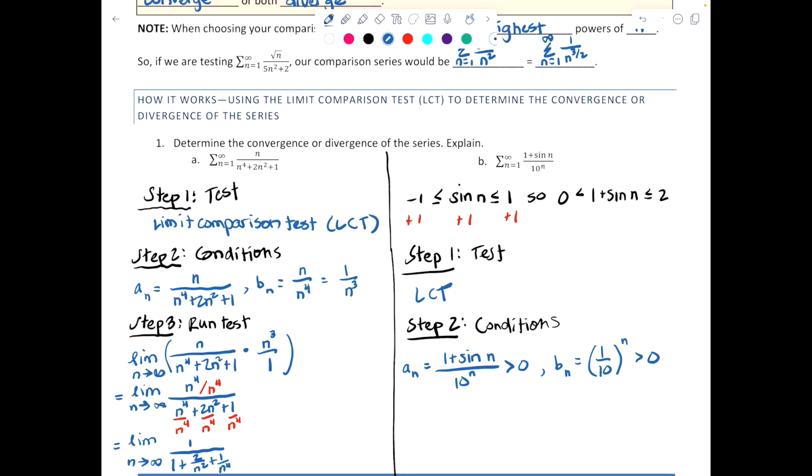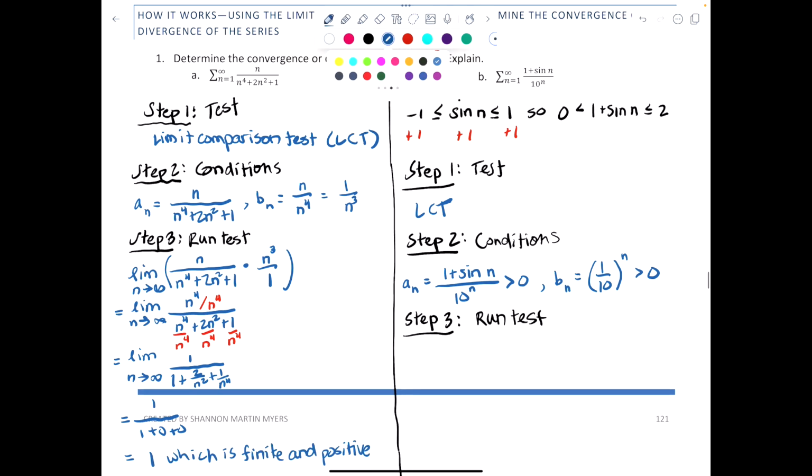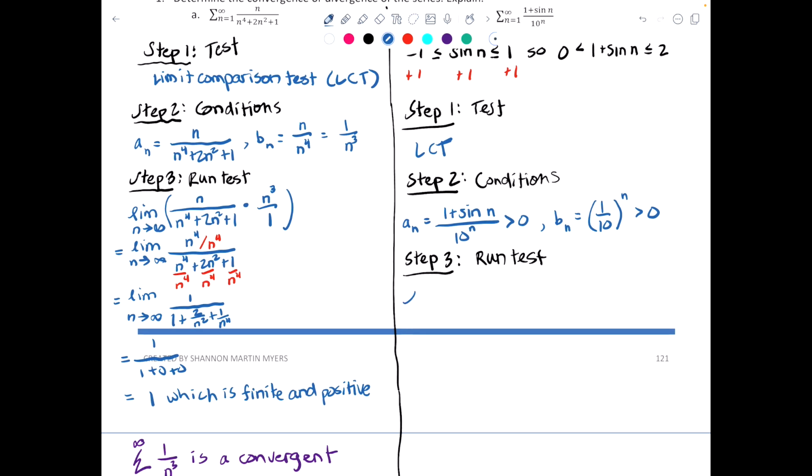So step 3, run the test. We will have the limit as n approaches infinity of 1 plus sine of n over 10 to the n, and then I'm going to do that invert and multiply business, which means we'll have 10 over 1, which is 10, to the n. Cool, cool?